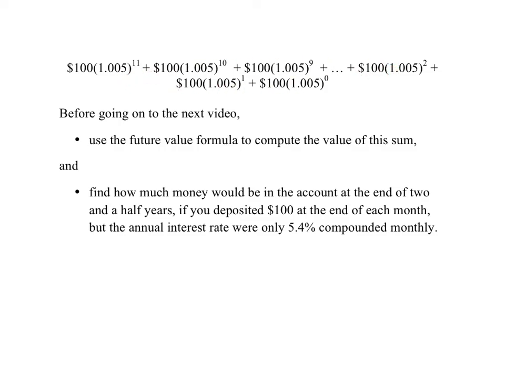Before going on to the next video, use the future value formula to compute the value of this sum. Find the account value at the end of one full year. Also, carry out the following variation on this problem that'll make you think about some things. In particular, find out how much money there would be in the account at the end of 2.5 years, instead of 1 year, if you deposited $100 at the end of each month, but the annual interest were only 5.4% compounded monthly.